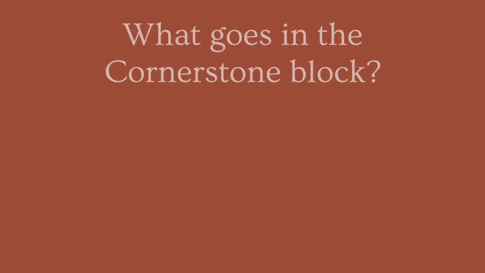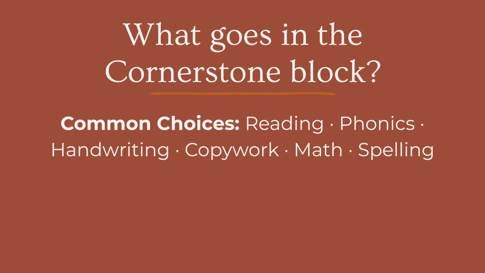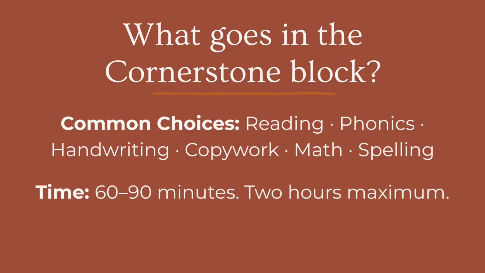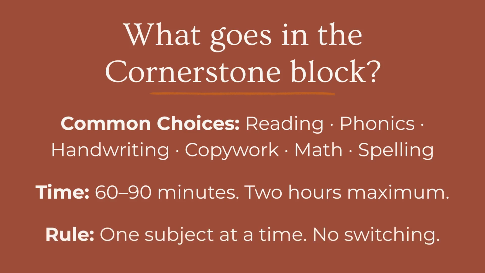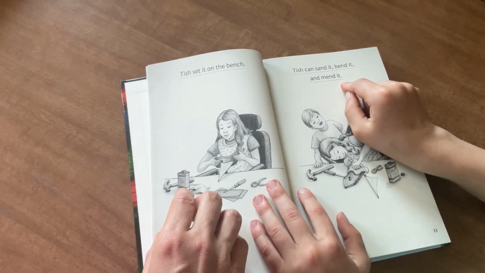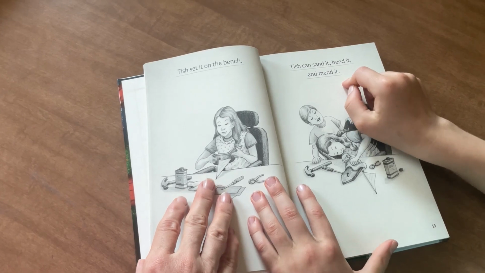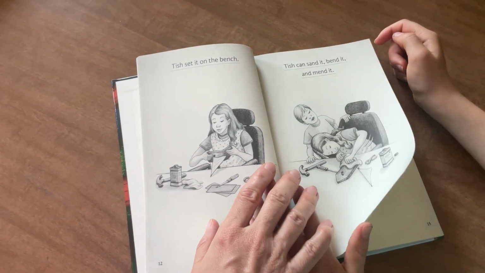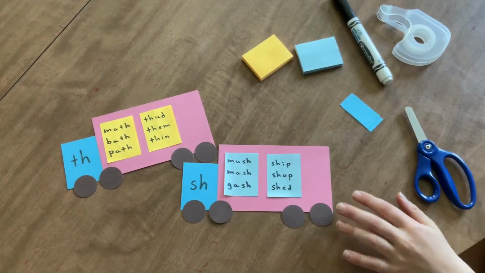What goes in the Cornerstone Block? 1 to 2 subjects. Reading and math are the most common. 1 subject at a time. No switching until the block is done. 60 to 90 minutes maximum. When the block is finished, it's finished. You don't add more because there's time left. The goal isn't to cover everything. The goal is to do what matters most, done well, while the attention is there to do it.